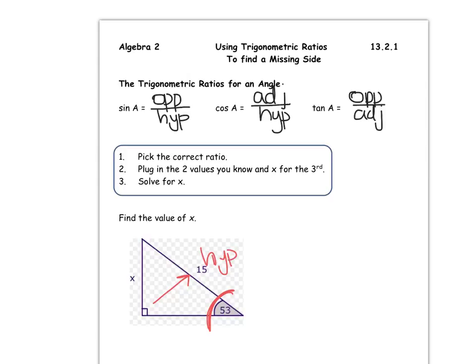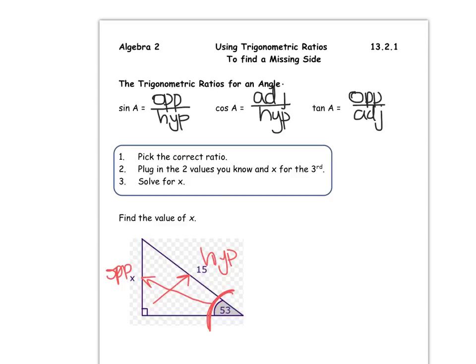And then which side of the triangle is the side you're finding or has the x on it. So across from the 53-degree angle, so this is the opposite, is what we're looking for. So we want to find the ratio that uses both the opposite and the hypotenuse, which is paired up with the sine ratio. So that's how we pick the correct ratio.